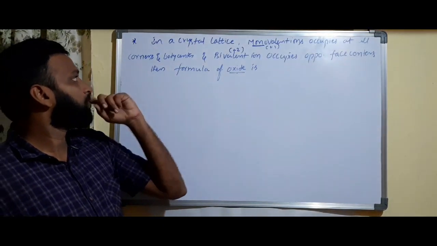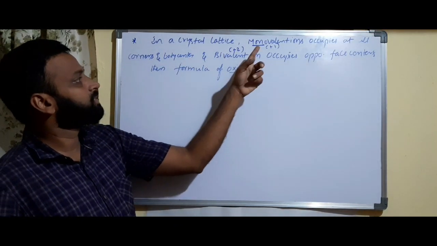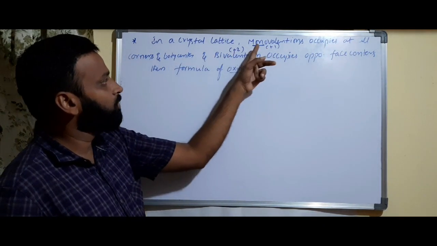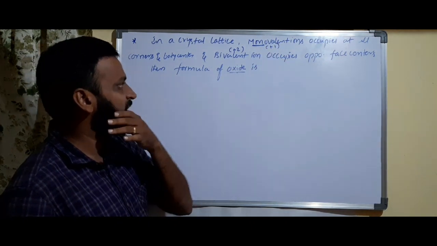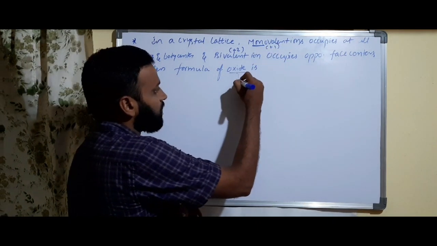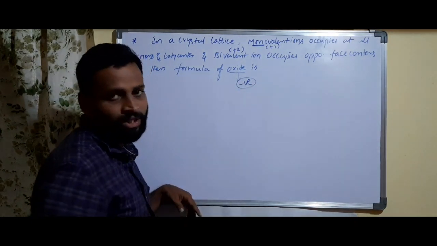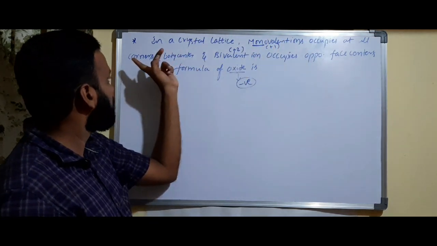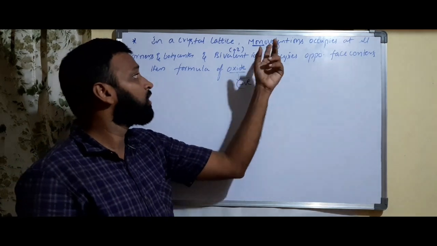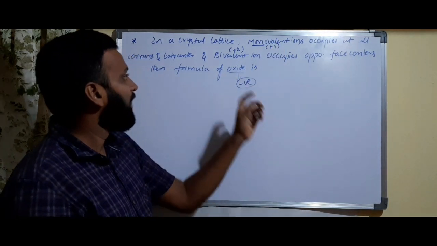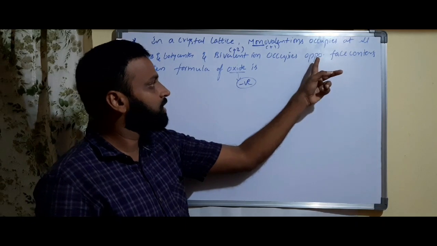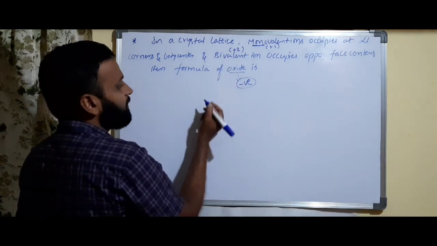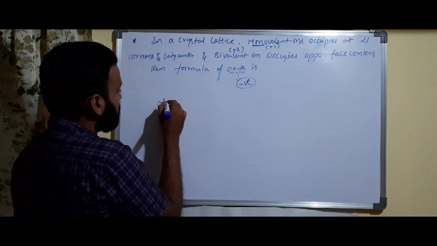See guys, next numerical. In a crystal lattice, the monovalent ions occupy all corners and the body center. See, monovalent means here plus 1 you have to consider, because oxide means oxygen, and oxygen is negatively charged. So these are the metal ions. So metal ions occupy all corners and the body center. Which metal ion? Positively charged metal ion. And the bivalent ion occupies opposite face centers, meaning only 2 face centers they occupy. Bivalent means plus 2.